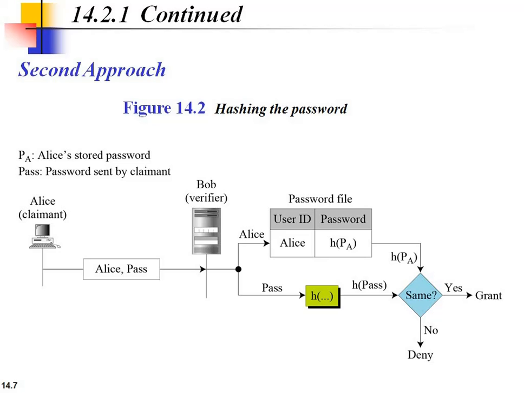First, the claimant, Alice, will send her identification and password in plain text form to the verifier, Bob. Then the verifier will generate the hash of the password and try to match it with the hash that is stored in the password file. If there is a match, then the access is granted, and if they do not match, then the access is denied. This kind of technique could suffer from a dictionary attack.